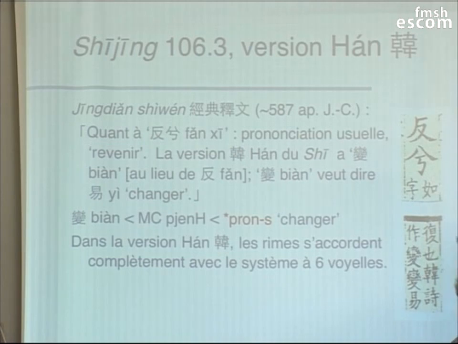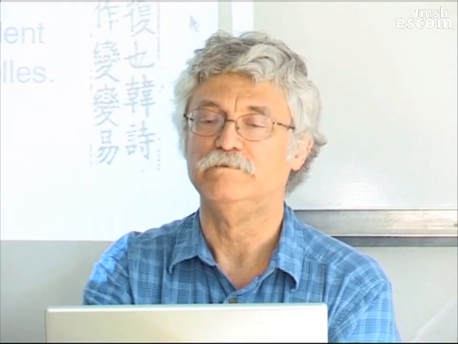Okay. So the Han Shi is a lost version of the Shijing. We only have fragments of it quoted in other texts. One of those texts is the Jingdian Shuwen. Lu Deming still had access to the Han Shi. And he says the Han Shi has bian where the Mao Shi has fan. Okay.